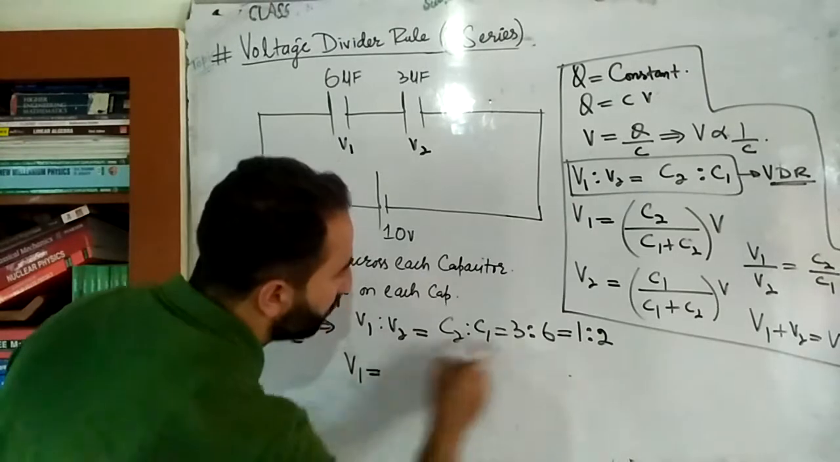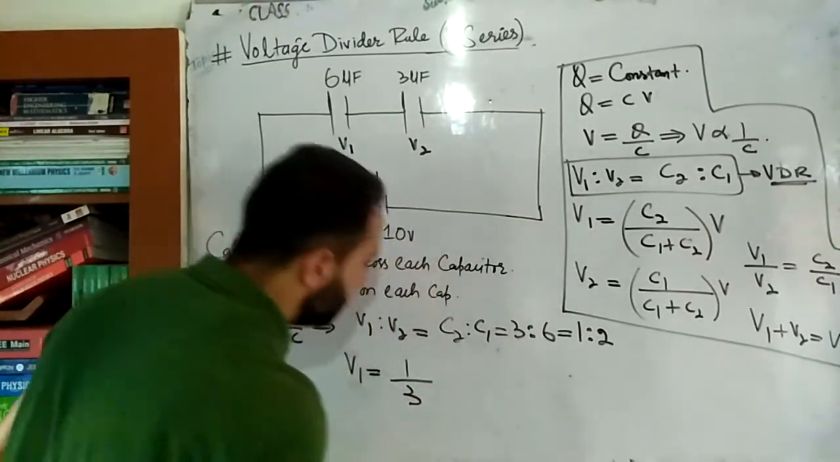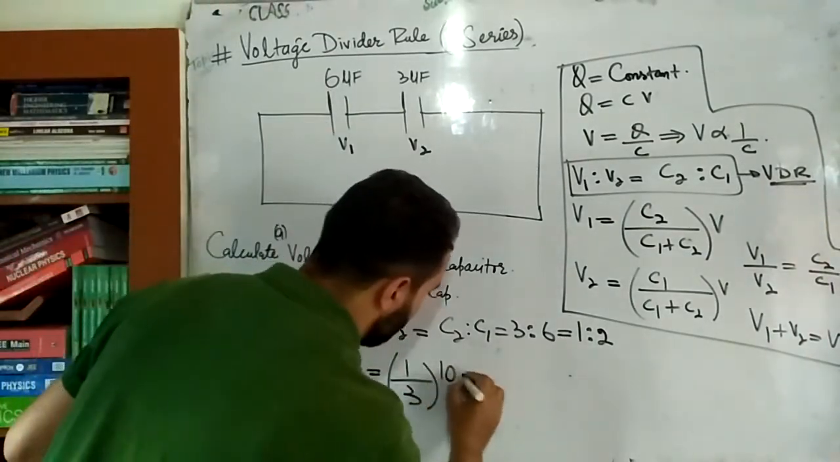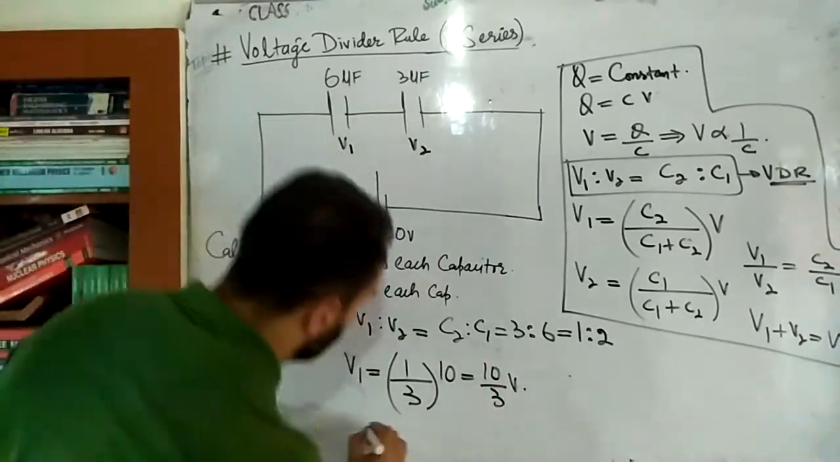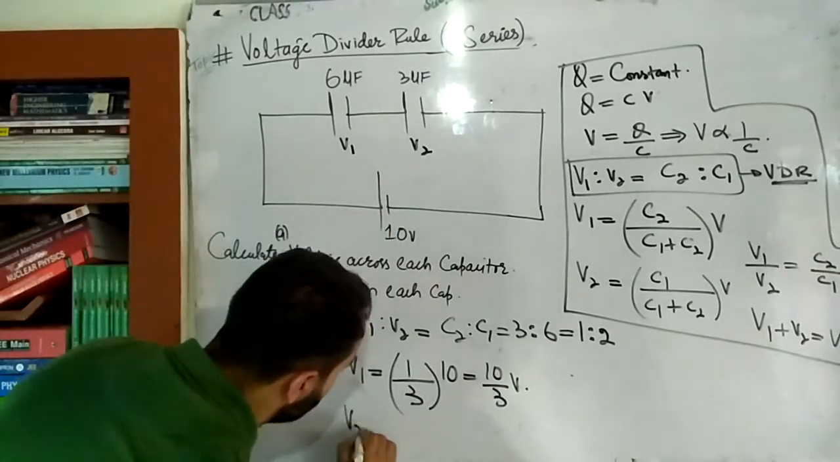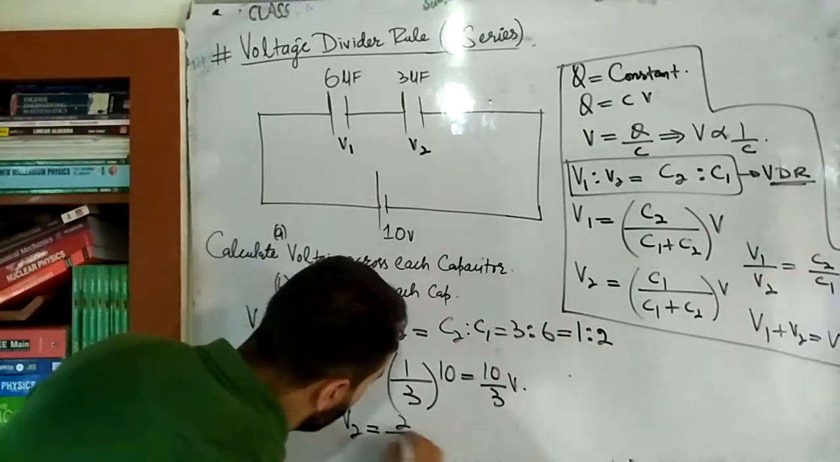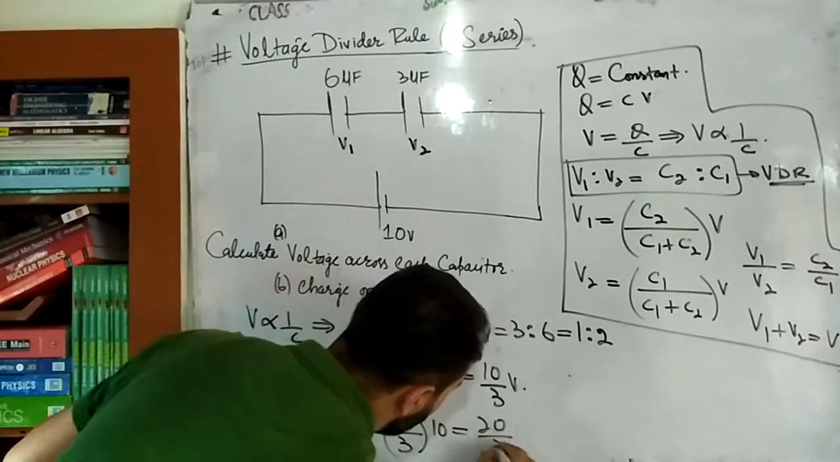V1 will be equal to this factor, that's 1, divided by the summation 1 plus 2, that's 3, multiplied by the net potential difference, that's 10. So that will be equal to 10 by 3 volt. And if you want to calculate V2, V2 will be its factor, that's 2, divided by 3, multiplied by the net potential difference 10, so it's equal to 20 by 3 volt.